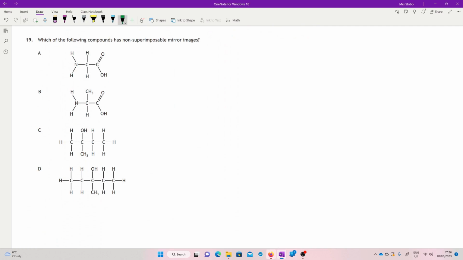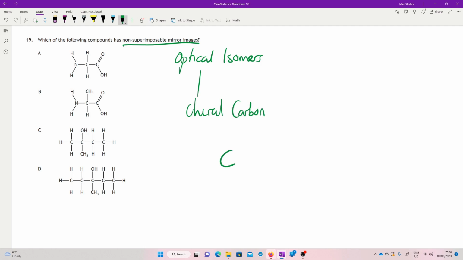Question 19. Which of the following compounds has non-superimposable mirror images? As soon as you see this, you know you are talking about optical isomers. And as soon as you say optical isomers, you're looking for a chiral carbon. That's all you're looking for. In a chiral carbon, you've got your carbon, central I suppose, and we need to have 4 different groups. There has to be a different thing on each of these ends. So you go looking.